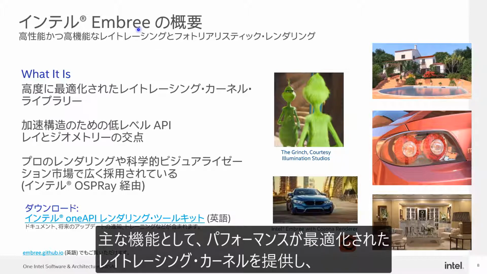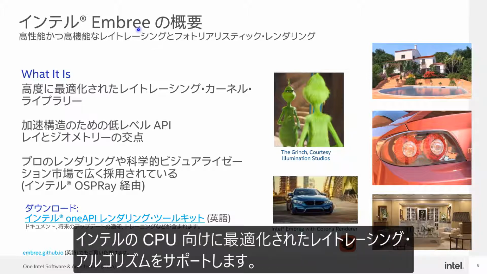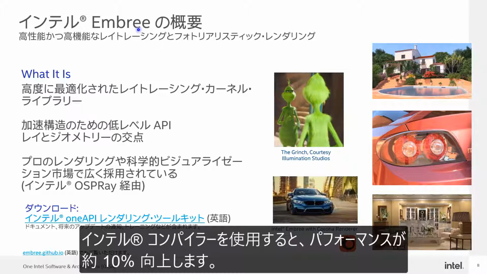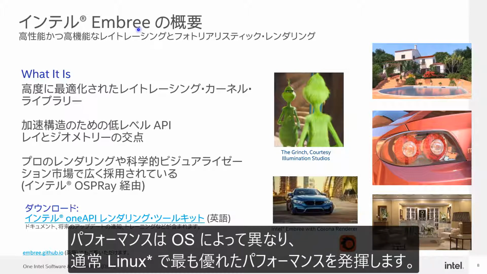So basically, customers get performance-optimized ray tracing kernels supporting ray tracing algorithms optimized for Intel CPUs. Embree requires at least an x86 CPU with support for SSE2 or an Apple M1 CPU. Using the Intel compiler improves performance by approximately 10%, and performance also varies across different operating systems, with Linux typically performing the best.